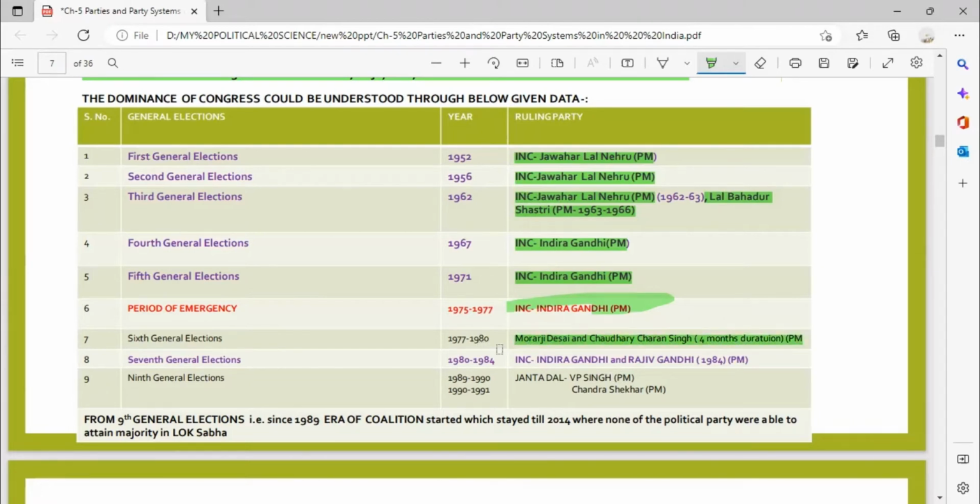After this, in 1980, because they were not able to provide a good alternative, once again Indira Gandhi came to power, and then Rajiv Gandhi became the PM. Then once again Janata Dal and VP Singh. Then Chandrasekhar became PM. So you are able to see that from the ninth general election, that is since 1989, the era of coalition begins. 1989 became a watershed moment from where the era of coalition government goes on for the next almost 20-25 years. This became known as the era of coalition.